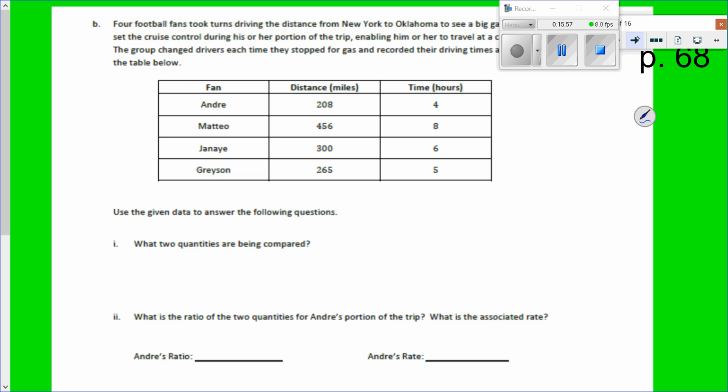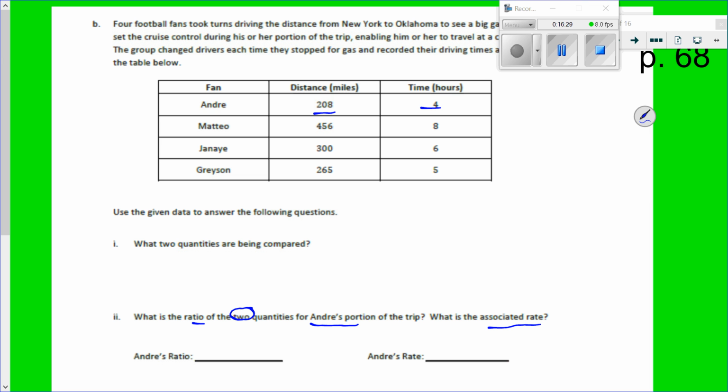So what is the ratio of the 2 quantities for Andre's portion? What is the associated rate? So again, remember, a ratio compares what? Oh, 2 divided. What does a ratio compare? Which? Those are different, Ayana. What does a ratio compare? Nora? 2 numbers. So Andre's ratio tells me I'm just looking at the numbers.